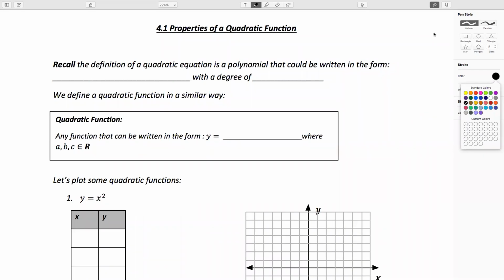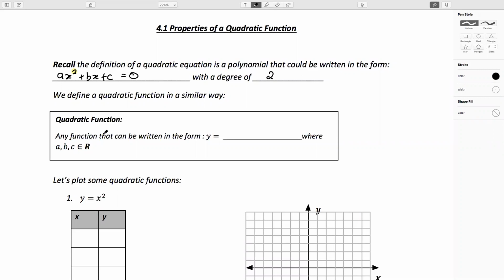So recall the definition of a quadratic equation. It's a polynomial that could be written in the form of ax squared plus bx plus c equals 0. That's how we define a quadratic equation. In this case, it's going to have a degree of 2 because our highest power of x is 2.